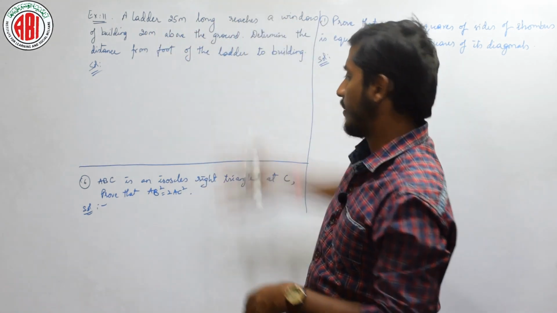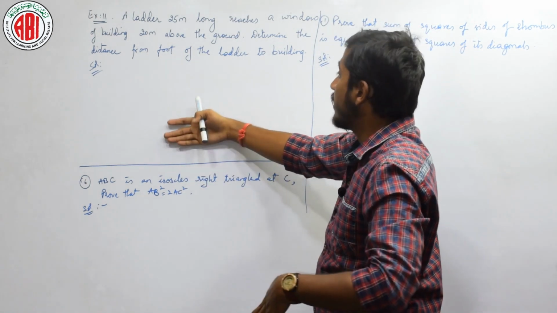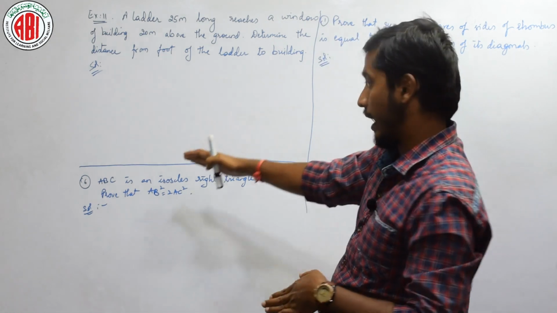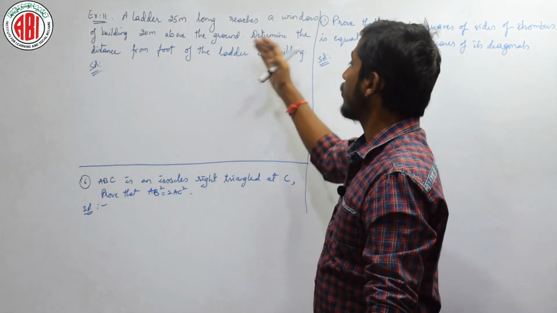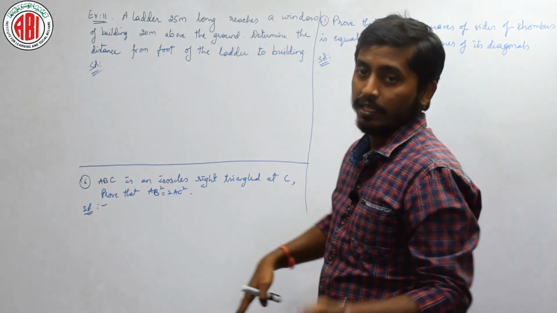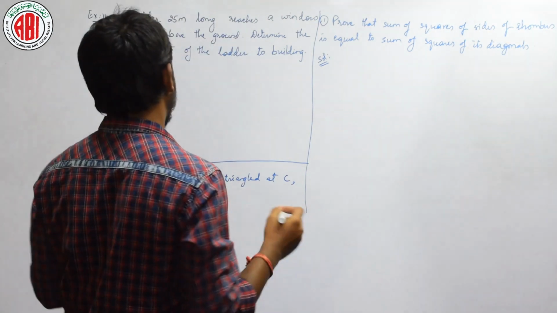For example, there is a building, there is a ladder. If this is a window which is 20 meter above the ground, this ladder is touching here. Okay. He is asking us to determine the distance from the foot of the building to the foot of the ladder. Did you understand? Now see here, let us draw that.